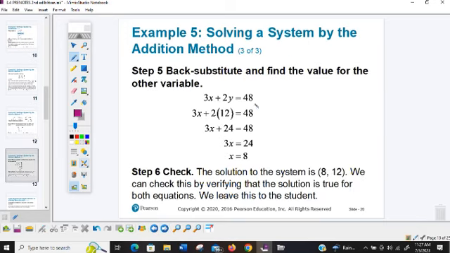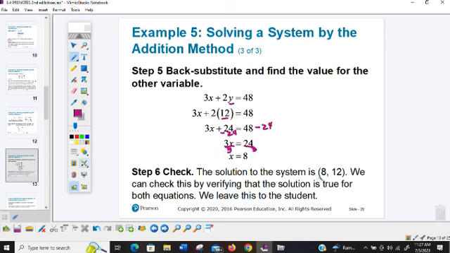3x plus 2y equals 48. So we're going to take out the y and we're going to substitute 12. Okay. 2 times 12 is 24. So we have 3x plus 24 equals 48. Subtract your 24 from both sides, and you end up with 3x equals 24. Divide by 3, and we end up with x equals 8. So our solution would be 8, 12.